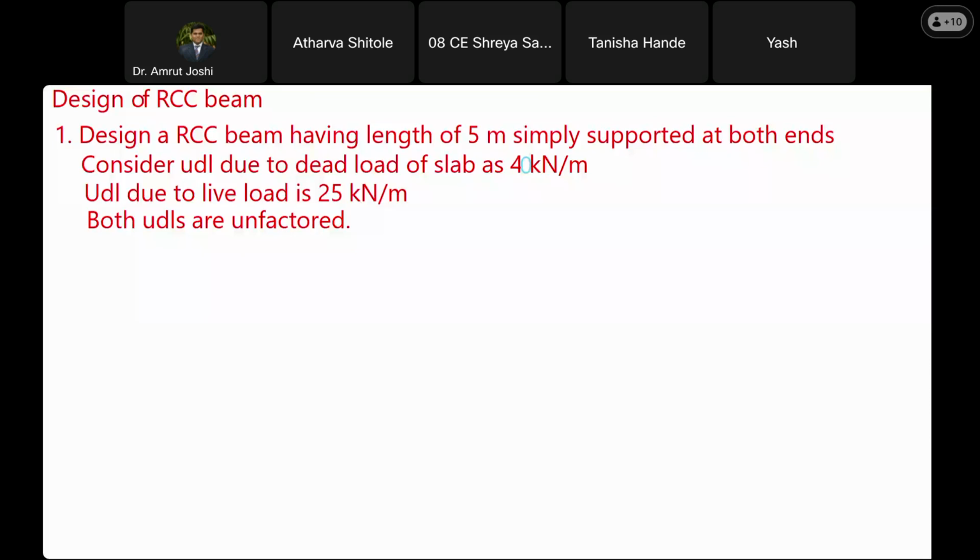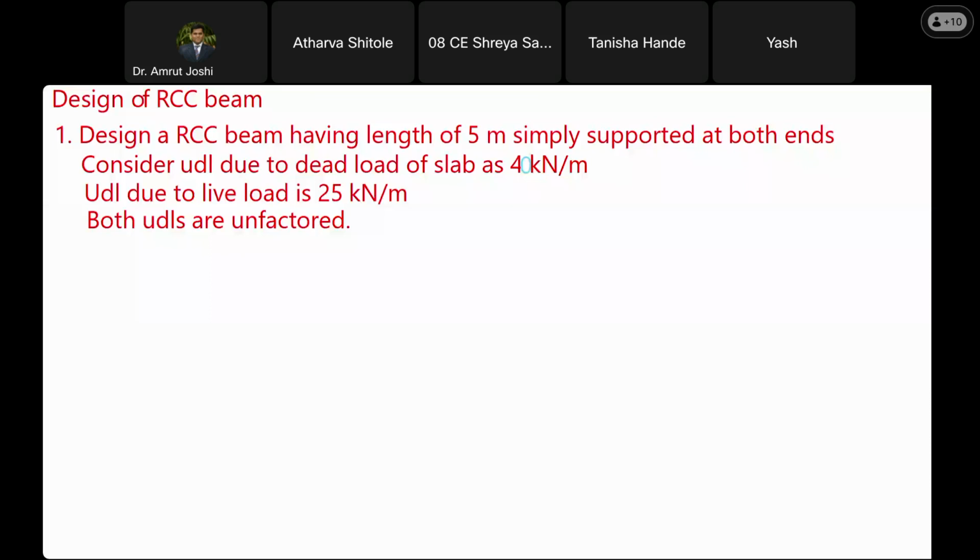So it has been given to you that the dead load of the slab results in a UDL, uniformly distributed load, on the length of the beam, that is 40 kilonewton per meter, and UDL due to live load on the slab. The slab will be occupied by occupants and movable furniture. All that is characterized as either imposed load or live load. The live load is given as resulting in a UDL on the beam of 25 kilonewton per meter, and both the UDLs are given to be unfactored. Are you with me, Shreya? Yes, sir. Okay.